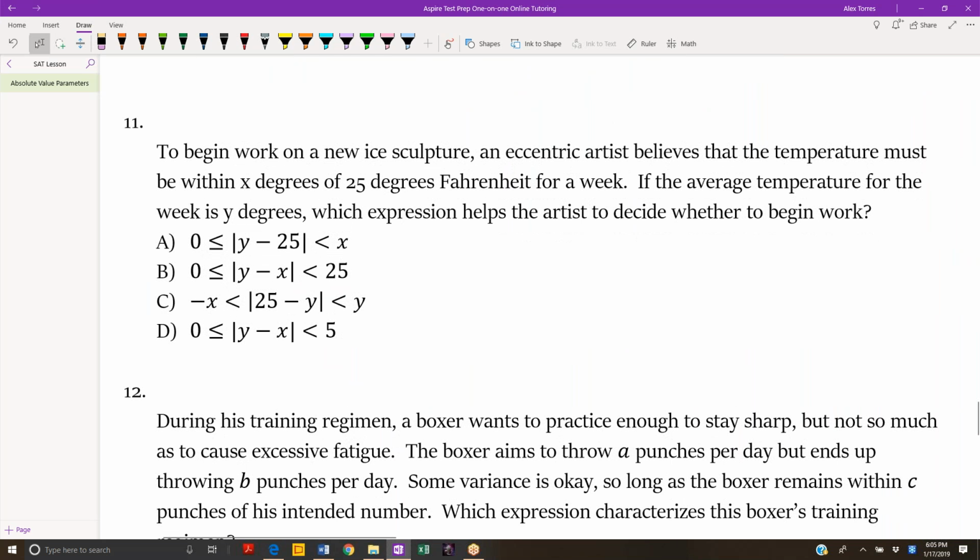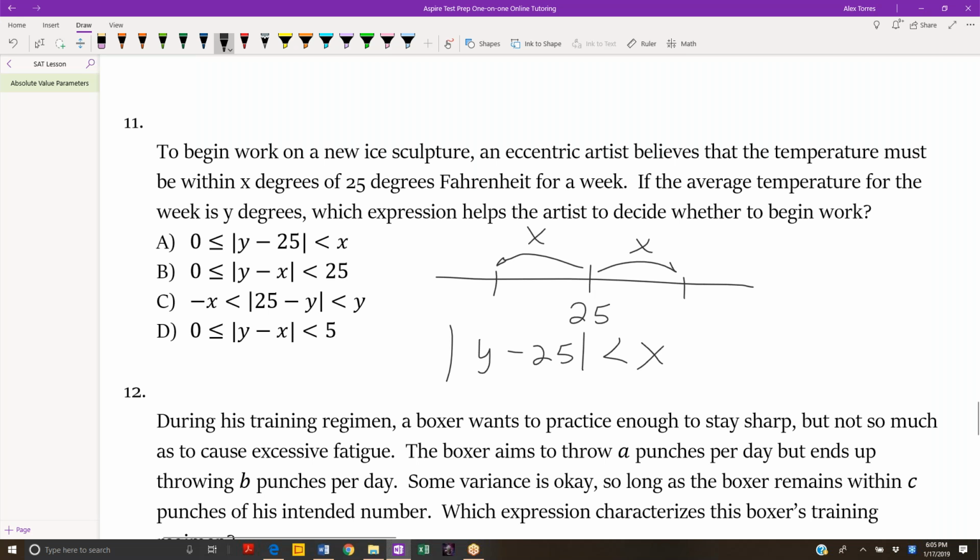Okay, on this question here, we have a temperature that needs to be within X of 25. So 25 is the central anchor point, and we're going X this way, and we're going a distance of X in this direction as well to two other points. So the temperature actually is Y. So the distance between any number Y and 25, that distance must be less than X in order to fall within this range. So that's this answer right here when you solve it out, because let's go ahead and do that here.